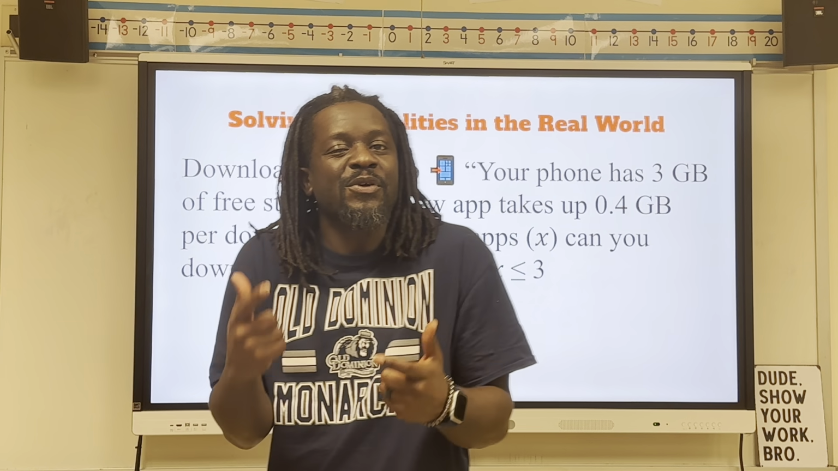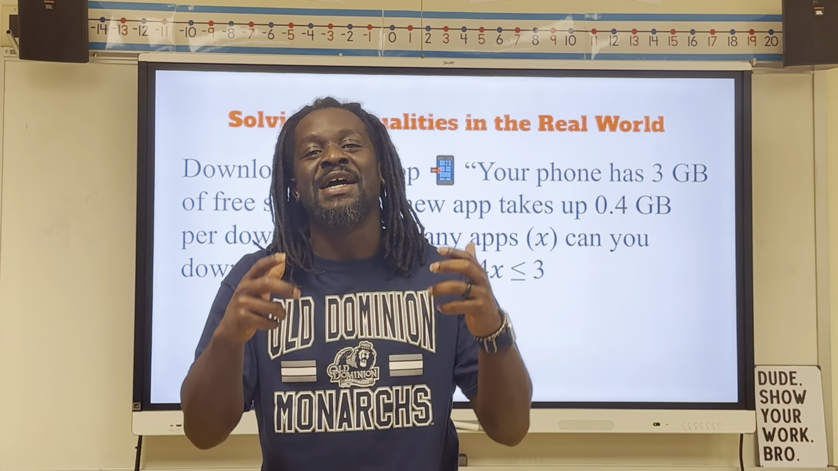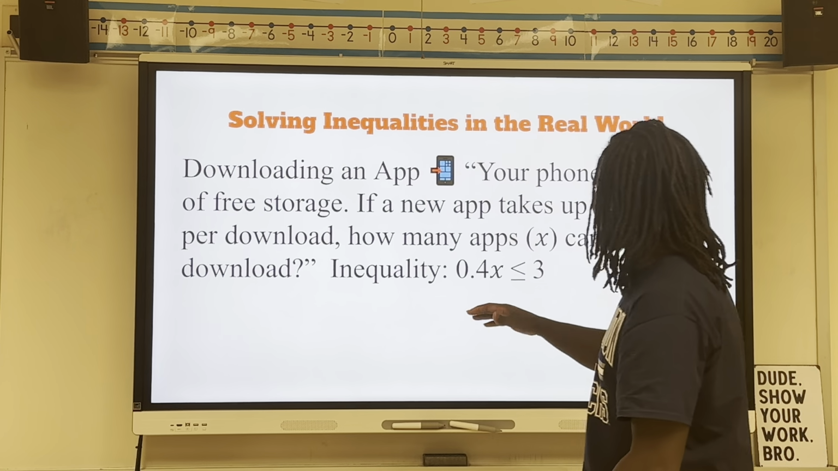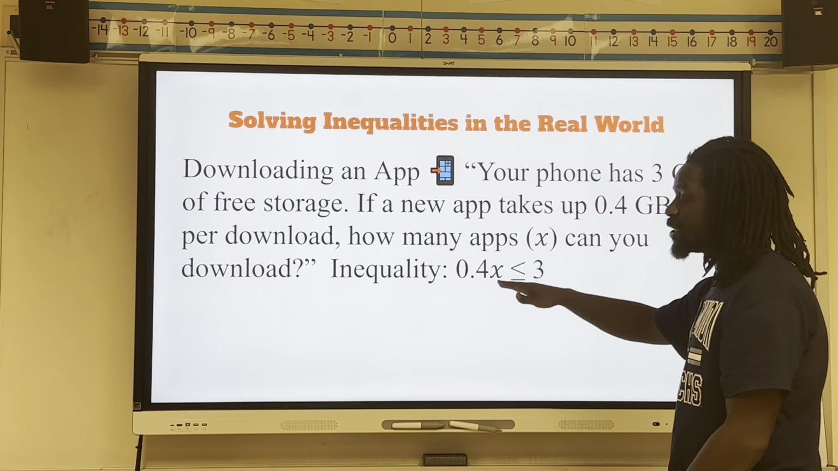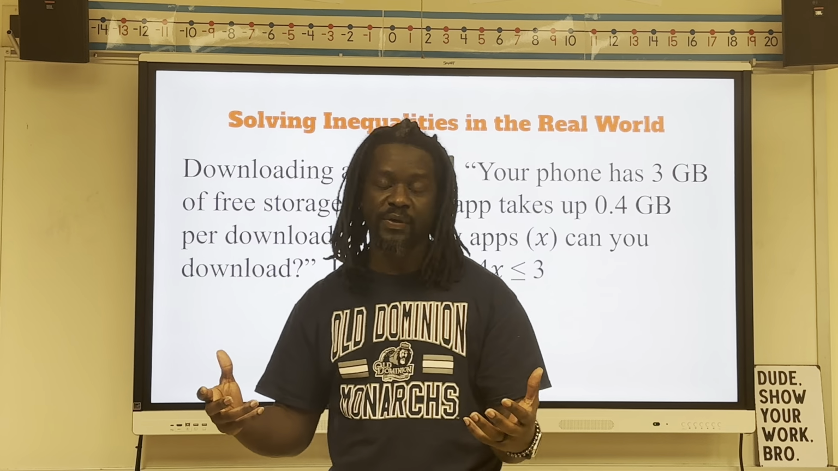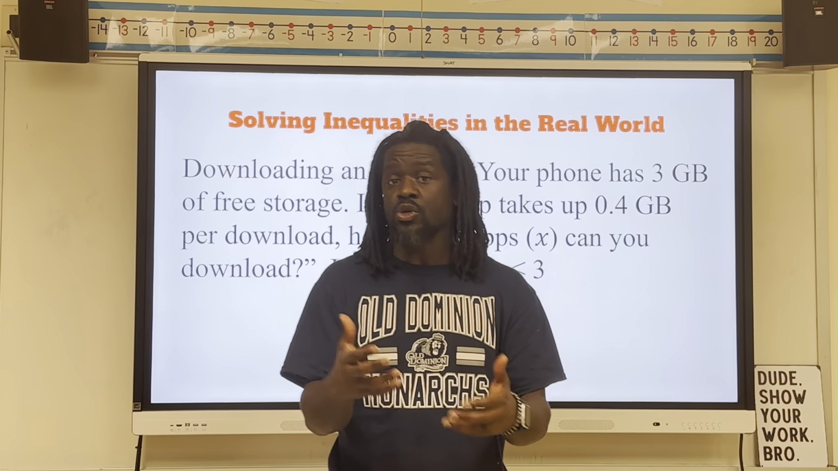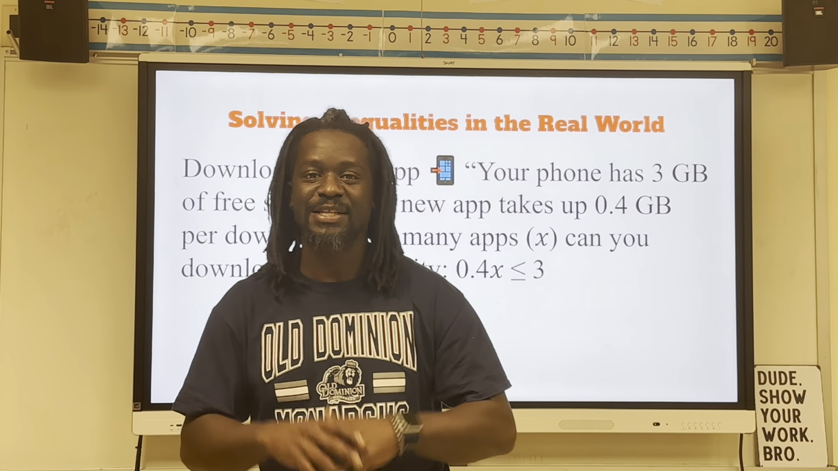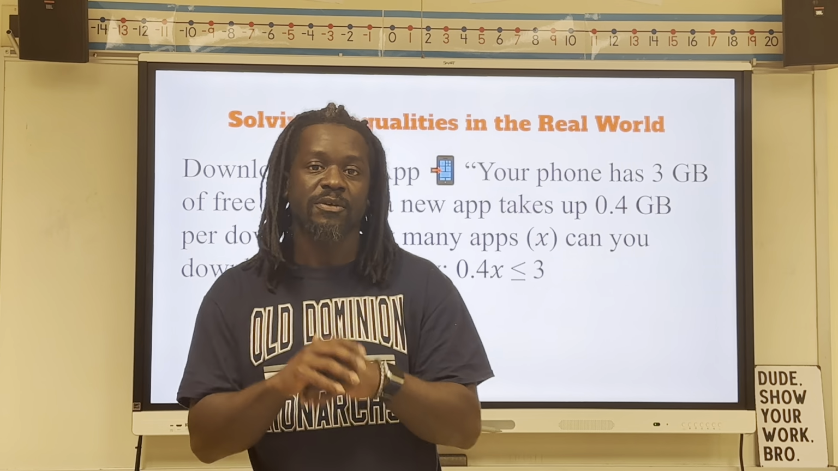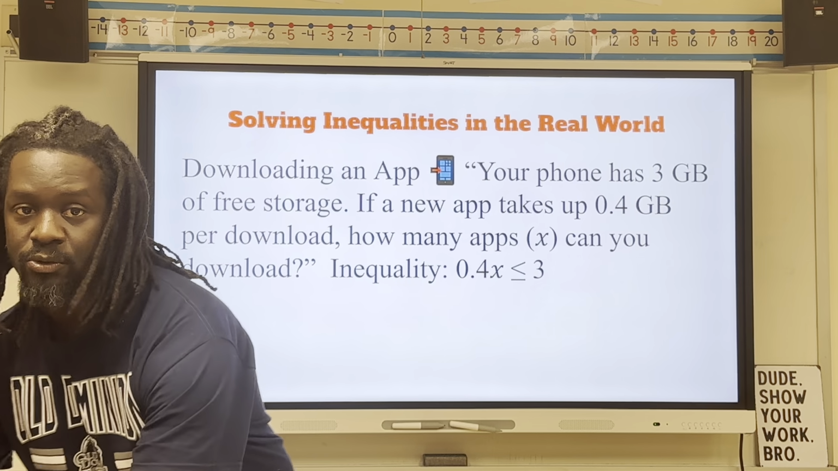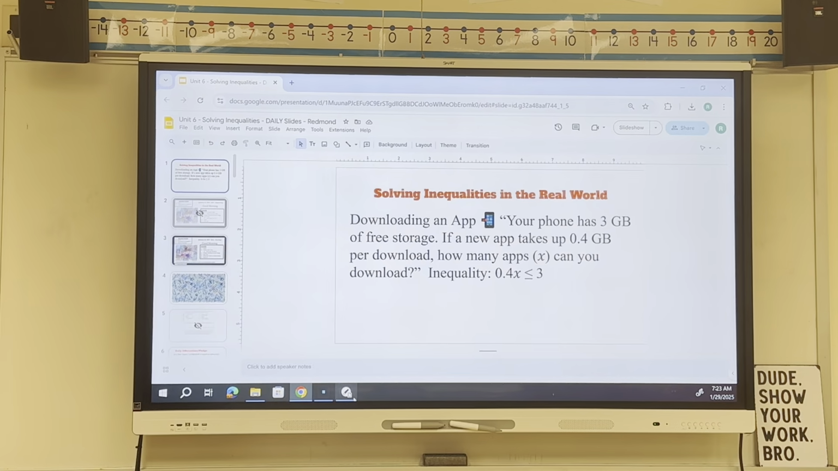Well, if you wanted to know the answer to that, using an inequality would be a perfect idea, because you could set up this inequality, and once you solve it, you would be able to determine exactly how many apps you would then be able to download. Okay, and so that is a perfect use for inequalities. So let's jump into the lesson for today.